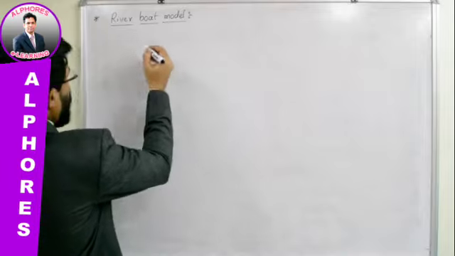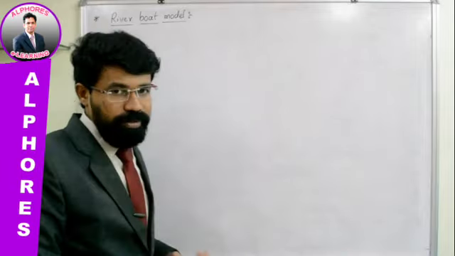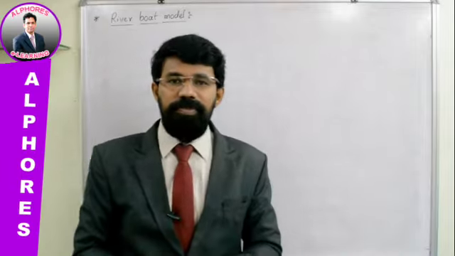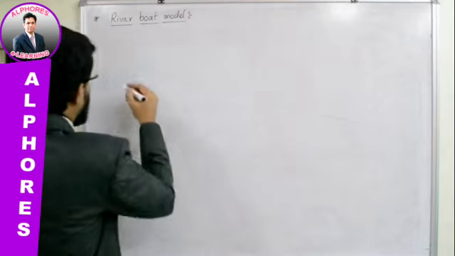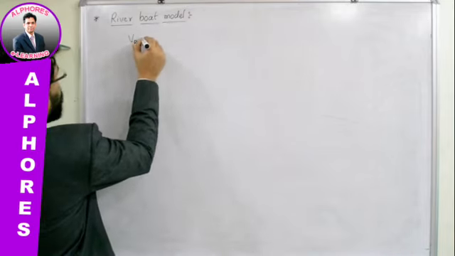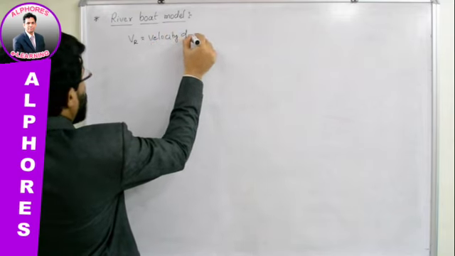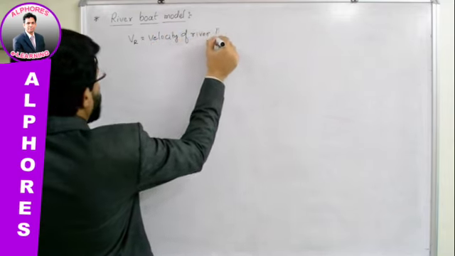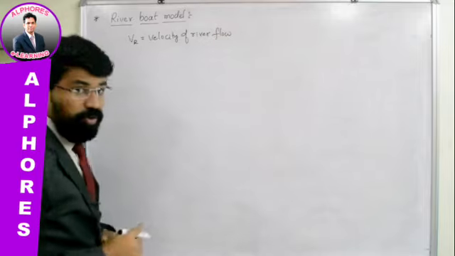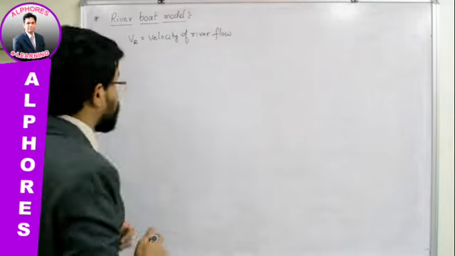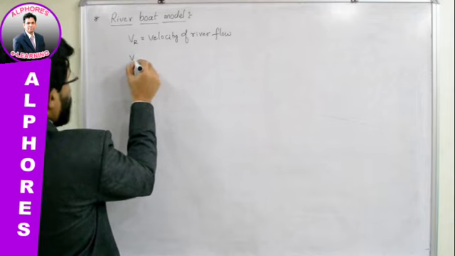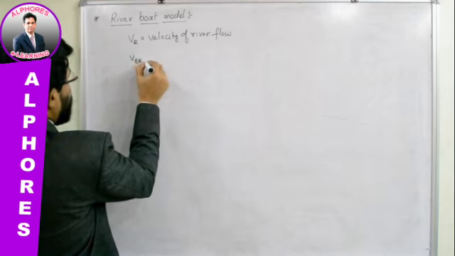So, riverboat model. Before we go deep into the theory, let us define a few terms. V subscript r is the velocity of river flow, the velocity with which the river is flowing. This is with respect to ground. The other one is the velocity of boat with respect to river.